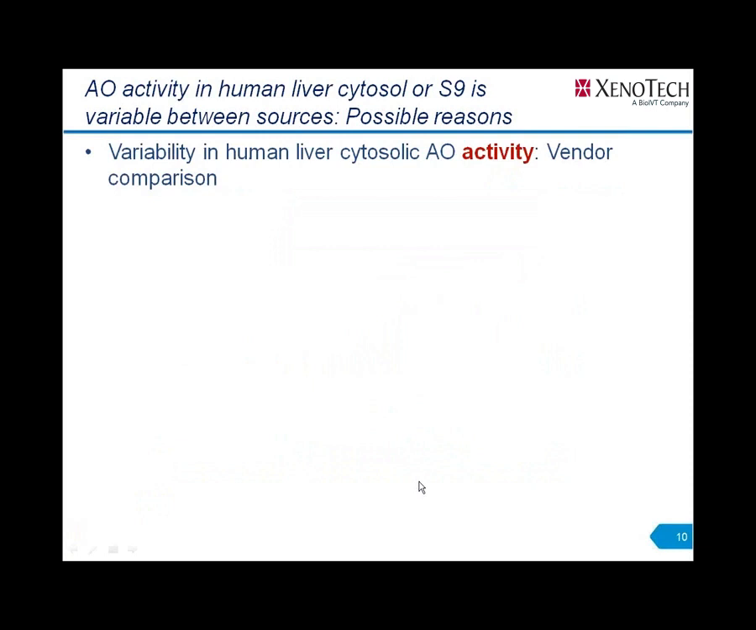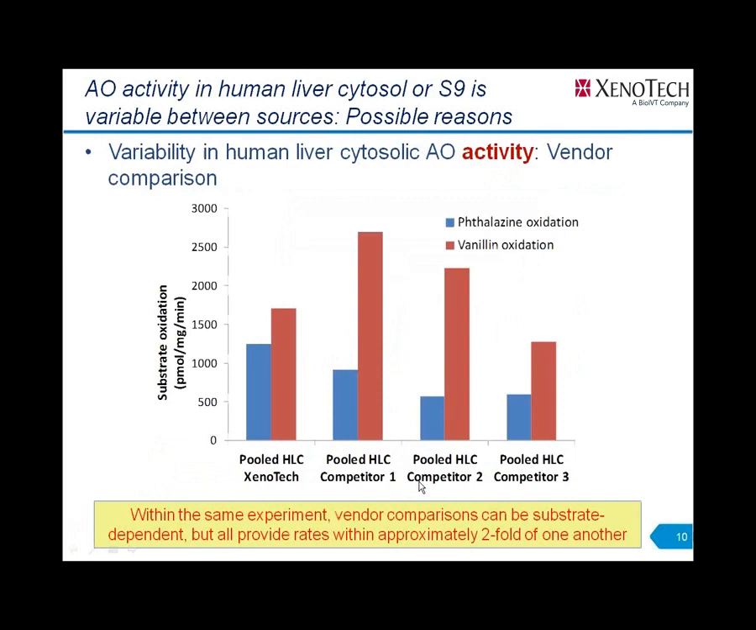So the variability in cytosolic AO activity across vendors, much has been made of this in the past, I believe, and we looked at this in our own experiments side by side, and we compared our flagship pooled human liver cytosolic product with 3 different competitors. You can see that with phthalazine, we actually have higher activity than some of the others, but then for vanillin, we're lower than a couple of them.